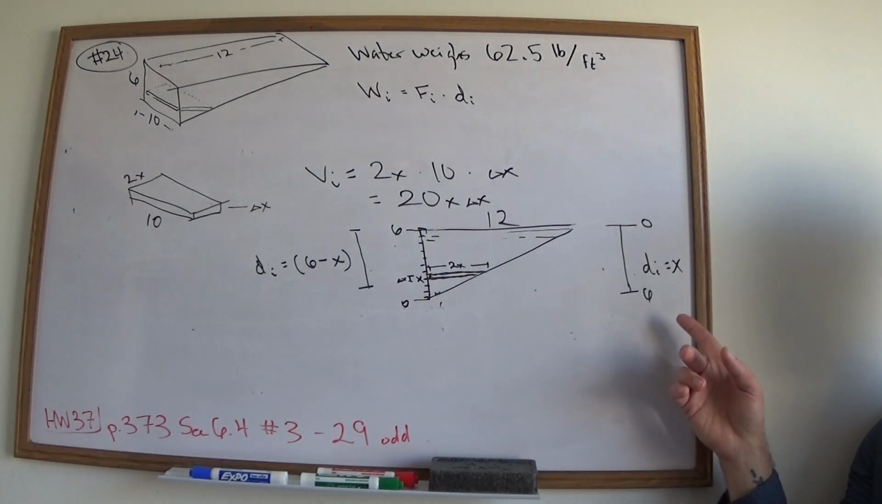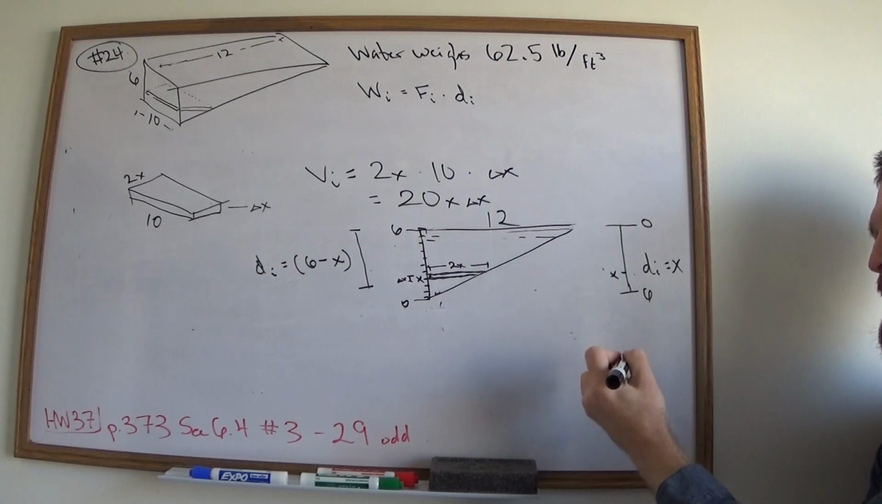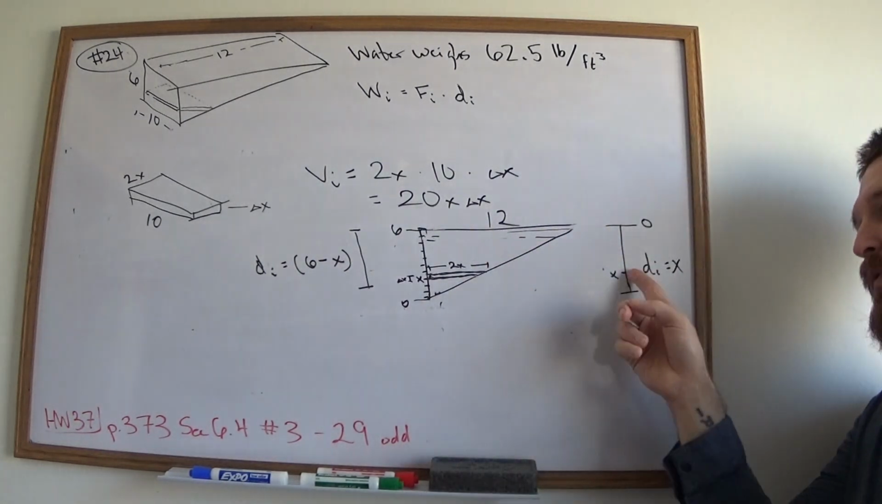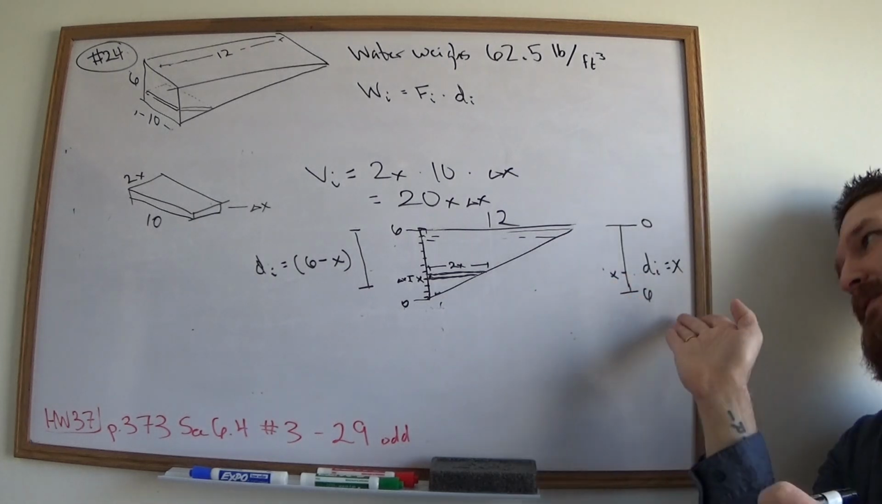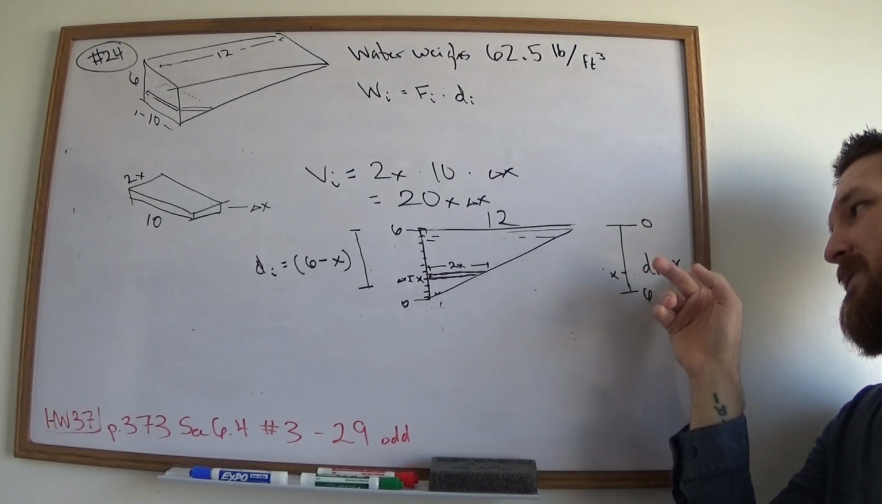We said that a second ago. Because if we're down here at x, then the distance that we'd have to lift it is whatever x is. When it's 6, we have to lift it 6. When it's 0, we don't have to lift it at all. When it's somewhere in between, it's just x.